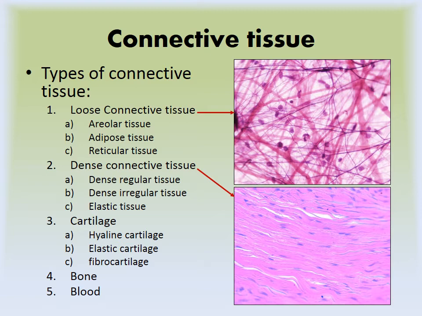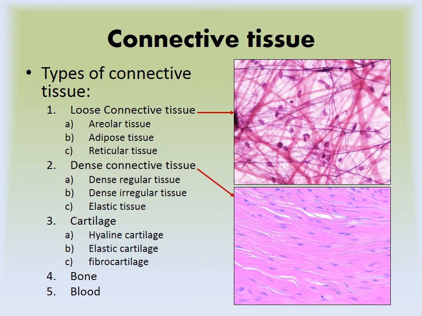So there's different types of connective tissue. There's 5 different types. The first one we're going to talk about is loose connective tissue, and you can see the red arrow is pointing to what that would look like microscopically. And of course, a subcategory to every subcategory, that loose connective tissue has 3 different subdivisions: areolar tissue, adipose tissue, and reticular tissue. And we're going to go through each one of these.